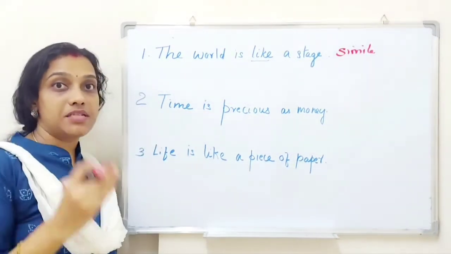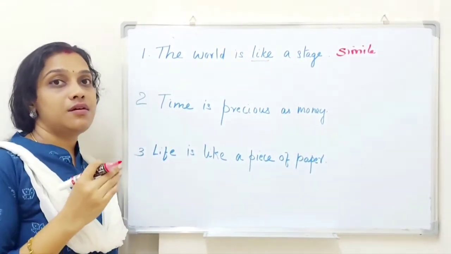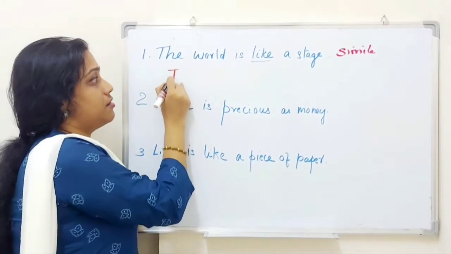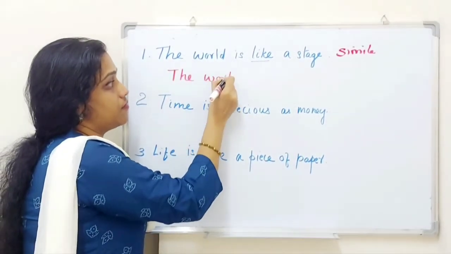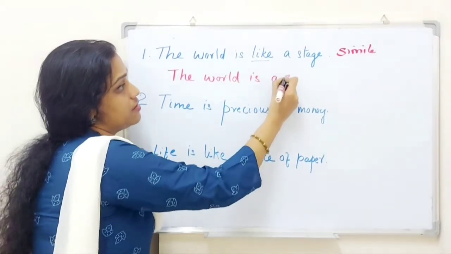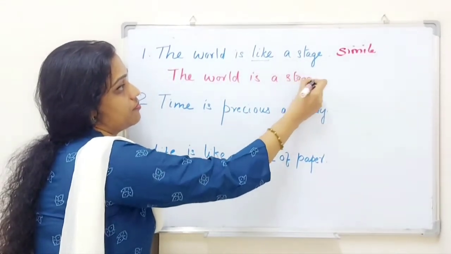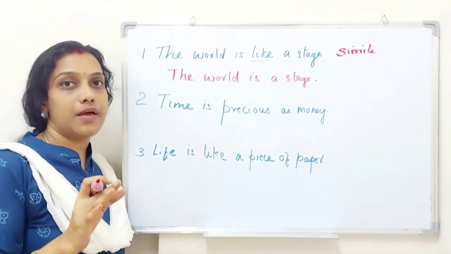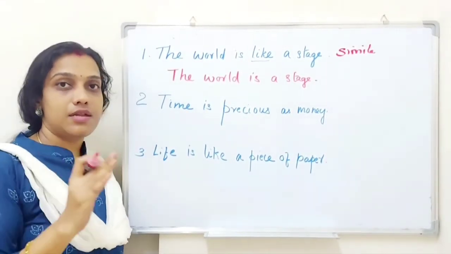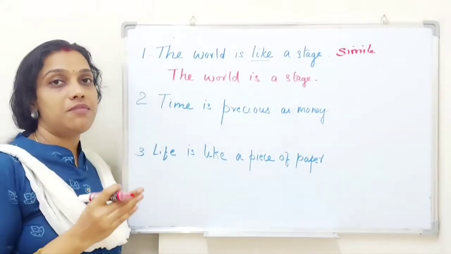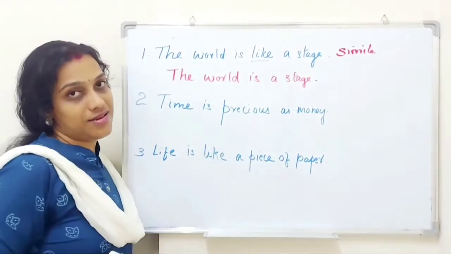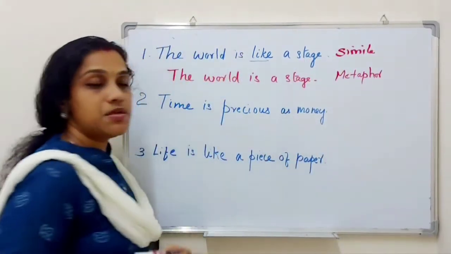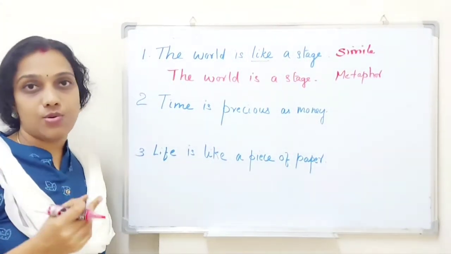Now can you make a metaphor from this sentence, or can we write the poetic device metaphor in this sentence? How is it possible? We can write the world is a stage, right? In metaphor, there is no need of using any connecting words. We are making the straight comparison. The one thing is the other. That is metaphor. In this sentence, we can write metaphor as the world is a stage. This is metaphor. So, the same sentence can be written in the form of simile and also metaphor.